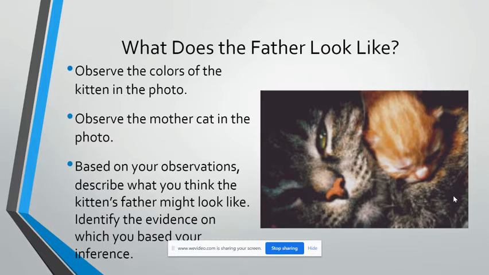But then the question is, what do you think the kitten's father might look like? Based on the fact that the mother's a dark color and the kitten is that orange yellow color, we would probably say the father was also an orange or yellow cat. So that kitten got its traits and similar features from its father, but it also got some from its mother. So that's what we're going to look at.